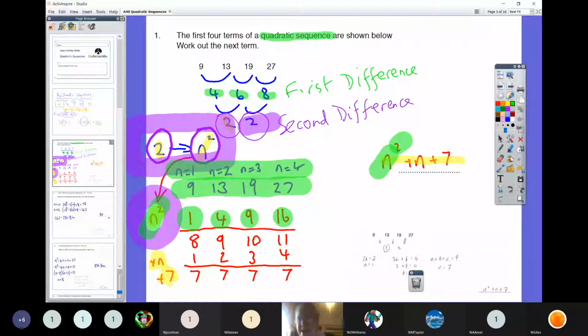Now that is the first part of my answer. Now I need to bridge the gap between what n squared is, I'm just popping that arrow in at the moment, and the sequence I need to arrive at, which is the 9, the 13, the 19 and the 27. So the first thing I go and do is, what is the size of the gap that needs to be bridged? So I've just taken away my 1, 4, 9 and 16 from my 9, 13, 19 and 27 to give me the line I'm just going to highlight in yellow.